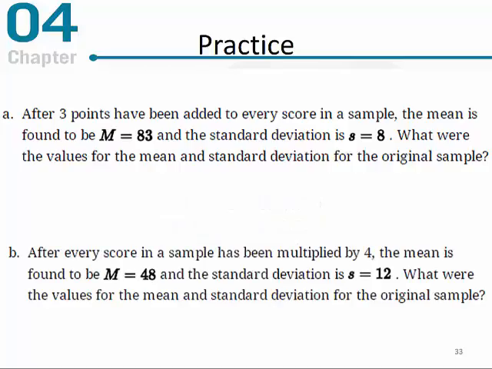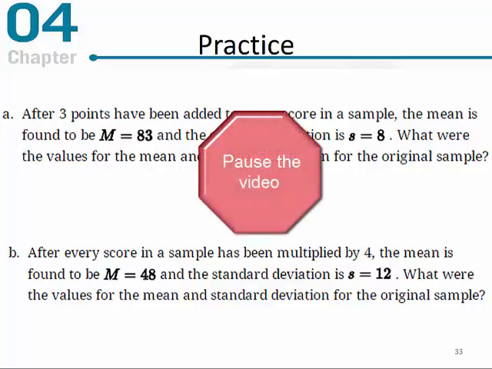Let's do another practice. After every score in a sample has been multiplied by 4, the mean is found to be 48 and the standard deviation is 12. What were the values for the mean and the standard deviation for the original sample? Please pause the video.